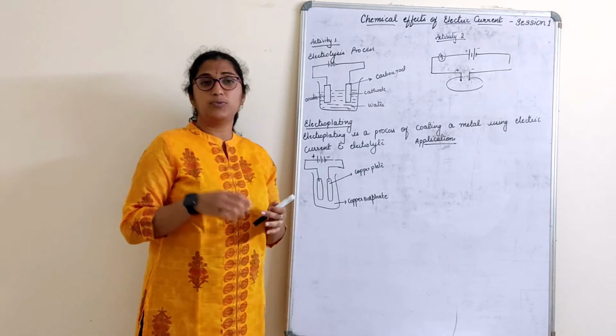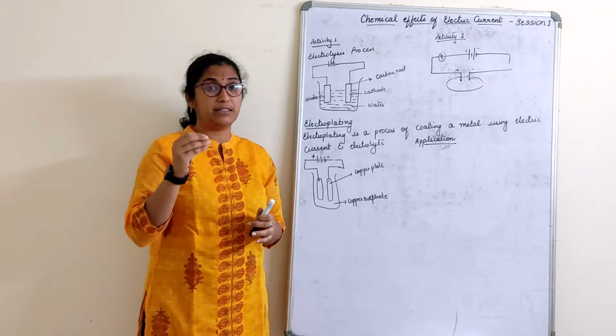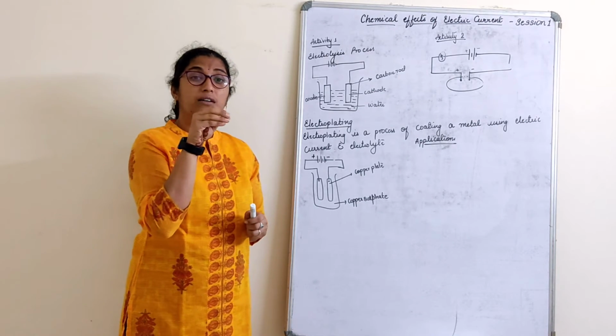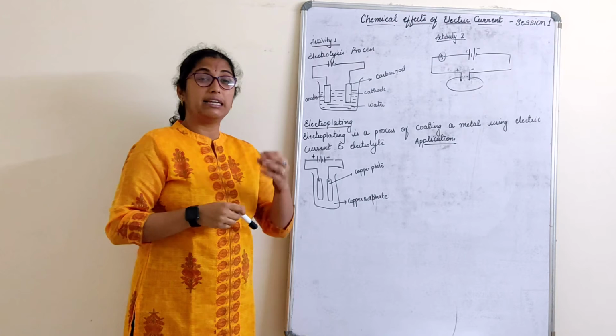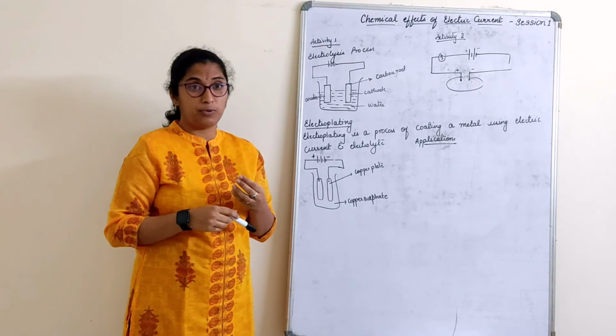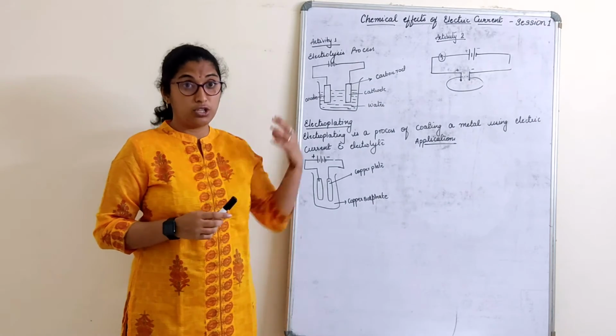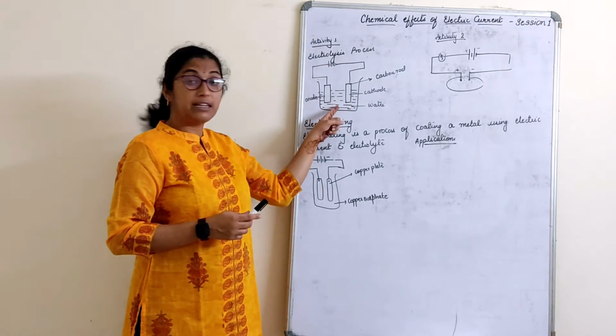Now what we do here is we just add a few drops of lemon juice to it, so that it can add slight acidity, so that conductivity is more. Once electric current is passed through this solution, this is an electrolyte now.